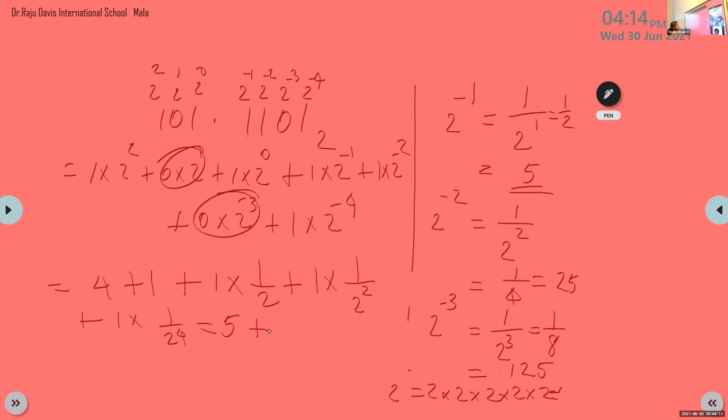Plus 1 into 1 by 2. What is 1 by 2? It is 0.5. So it is 0.5 plus 1 into 1 by 2 raised to 2. 1 by 2 raised to 2 means 1 by 4. The answer is 0.25. So here it is 0.25 plus, what is 1 by 2 raised to 4? 2 raised to 4, what is the answer? Anyone? 0.0625, isn't it? What is 1 by 2 raised to 4? Vinayak?